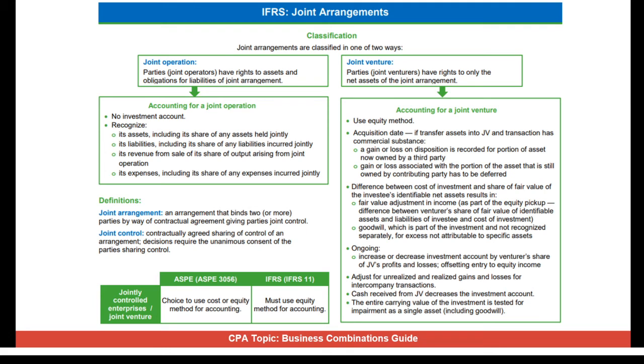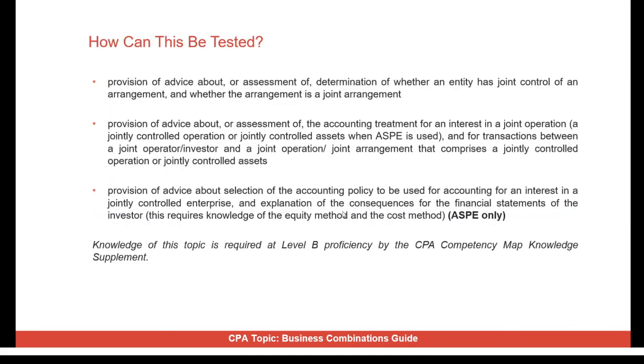If it's 30% or if it's 50% of the operations, you're picking it up or adding it to your existing balance sheet and income statement. So some small things to notice in ASPE, for a joint controlled entity or joint venture, you have a choice to use the equity or cost method of accounting, whereas in IFRS you have to use the equity method of accounting for the joint venture. Okay. So how can this be attested?